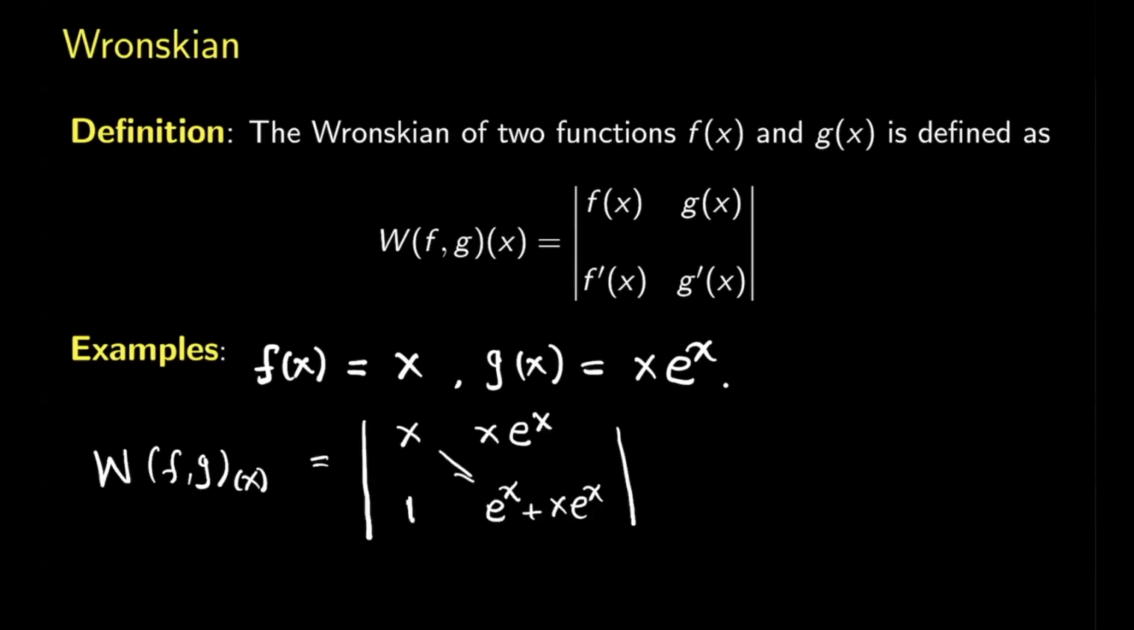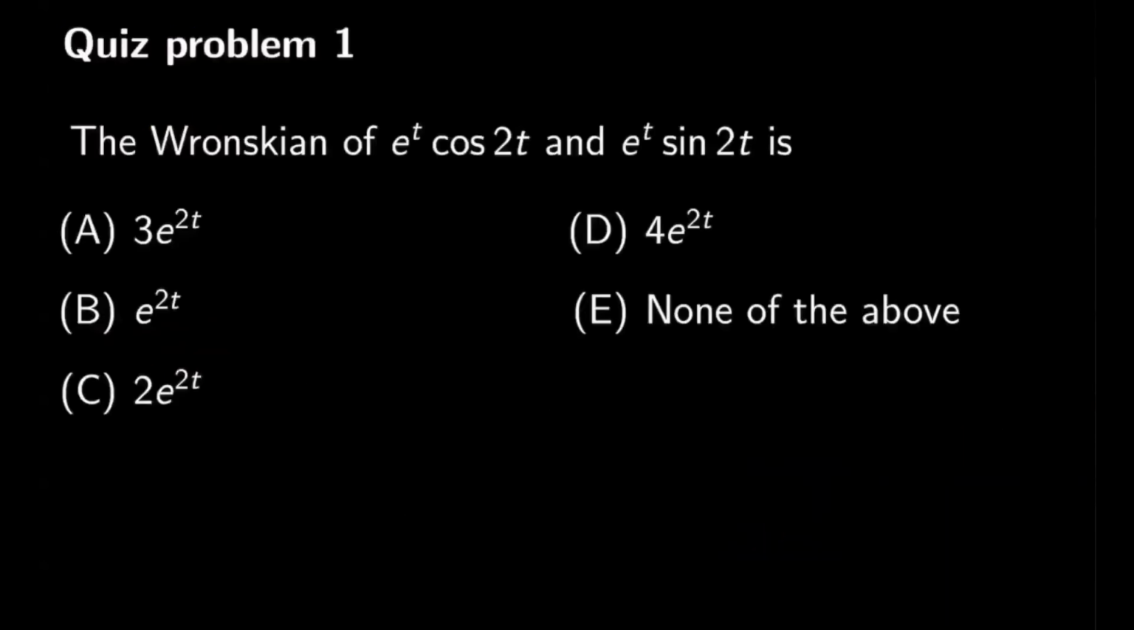Now if I multiply this, I get x e to the power x plus x square e to the power x, minus the multiplication of this x e to the power x. So there is some cancellation here, this term will cancel with this. Therefore the Wronskian is x square e to the power x. So this is our final answer.